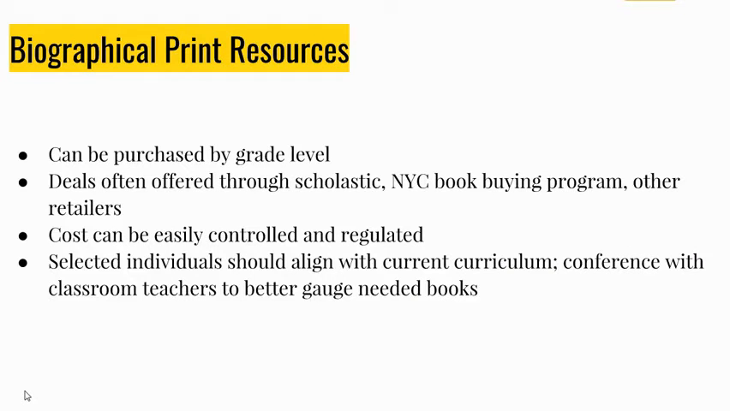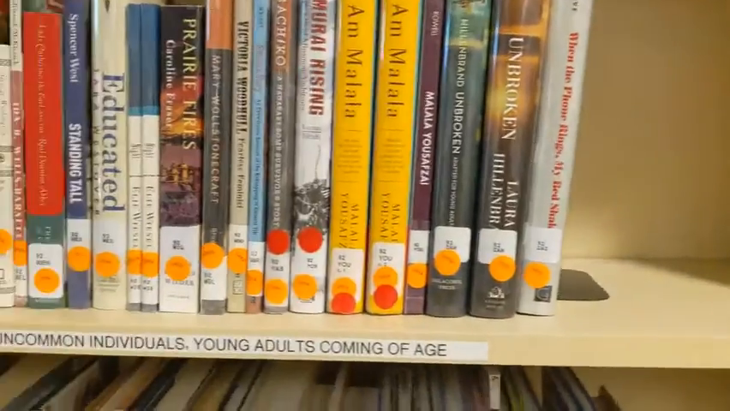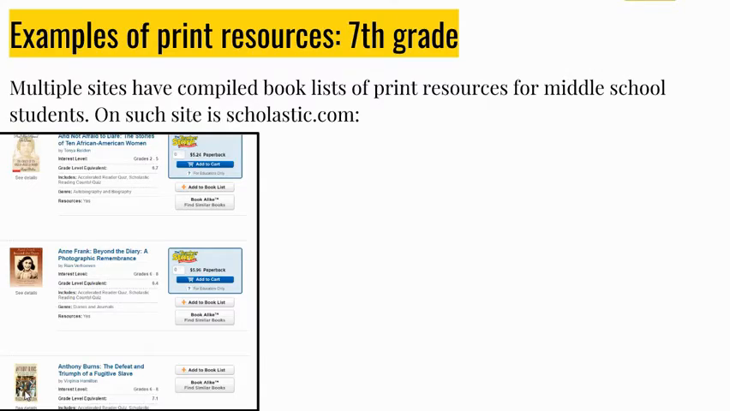Biographical print resources can be purchased by grade level. They are often bundled together in deals from places like Scholastic, the New York City Book Buying Program, as well as other retailers. The librarian can more easily control the cost of biographical print resources because she can elect to purchase softcover books as opposed to hardcover books. She can limit the number of copies that she's getting, etc., etc. There are a wide variety of different book lists that incorporate biographical resources. The one on the screen is just one that I found at scholastic.com. There are many others.